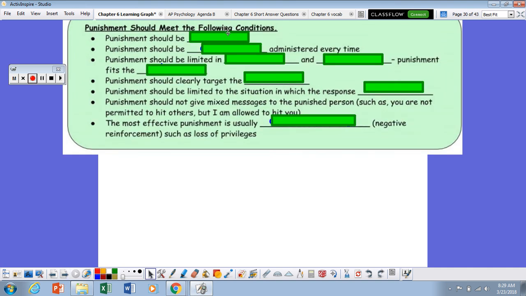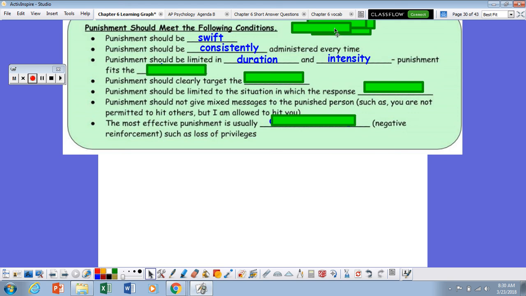Punishment also should meet some of the following conditions if it's going to be used. It needs to be swift. It should be consistently administered, meaning that if the person violates a certain behavior standard, you're always going to follow that with the punishment every single time. Punishment needs to be limited in duration, and it probably should meet the needs of the age of the individual. The intensity also needs to be limited. It shouldn't necessarily be incredibly rough and intense in that regard.